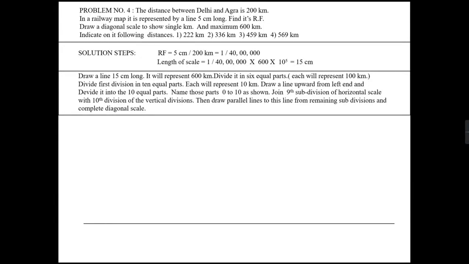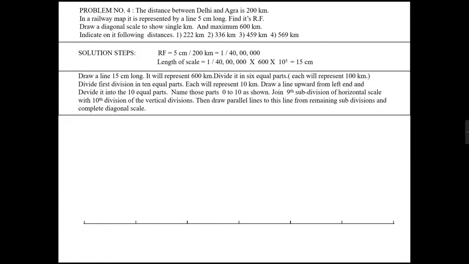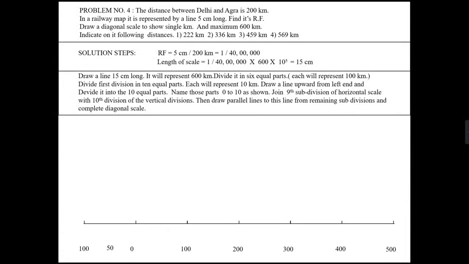Divide it into the 6 equal parts, so each part will represent the 100 kilometers. So it is the same as we have done in the plane scale. Then divide the first part into the 10 equal parts. It is also the same as we have done in the plane scale. So each part will represent the 10 kilometers.